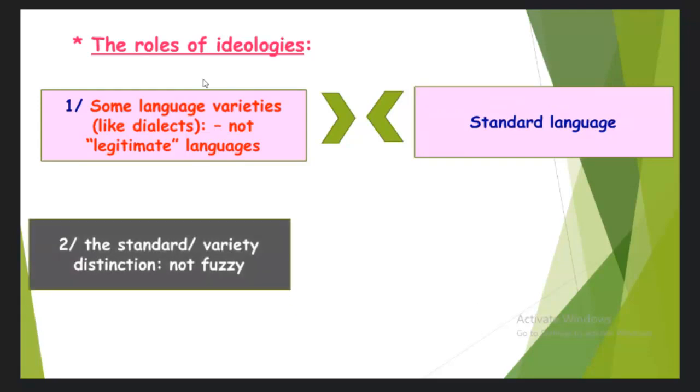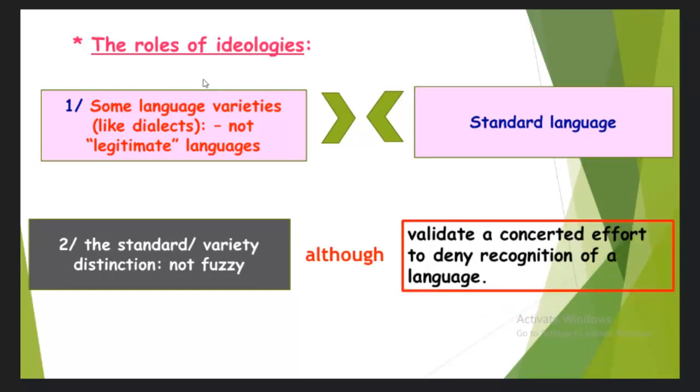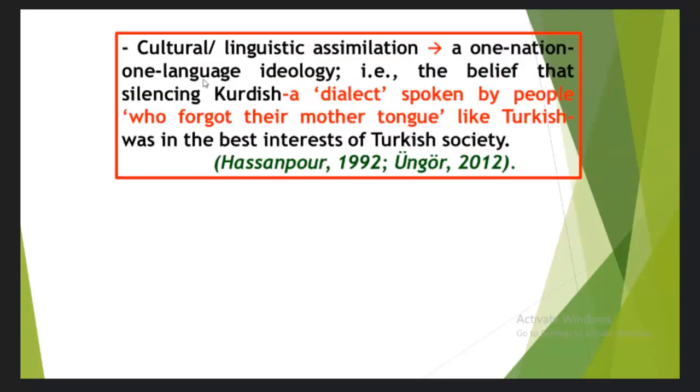And the second one is the other side of the world. So they think that the distinction between standard and varieties may not be fuzzy. That means the rules of the standard or the language varieties may be somehow the same, right? So although they may contribute to validating a concerted effort to deny the recognition of a language, I will give you an example to clarify this point.